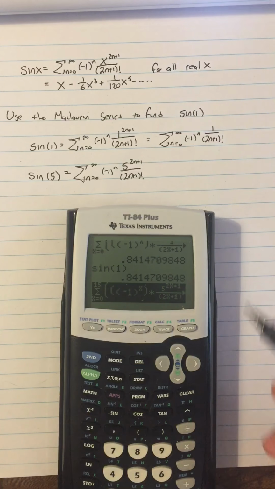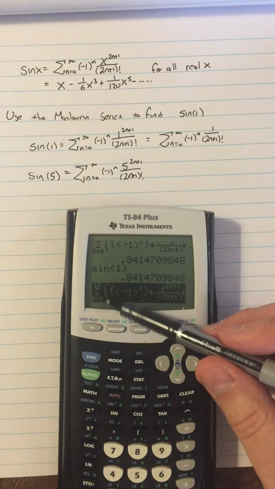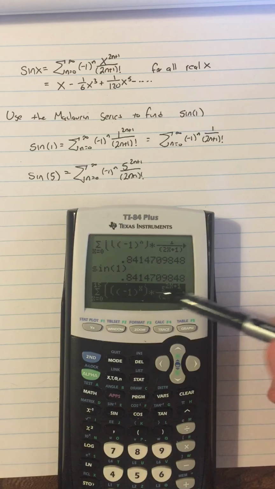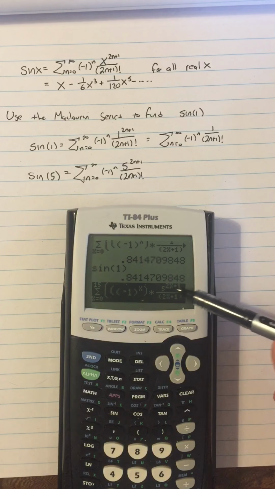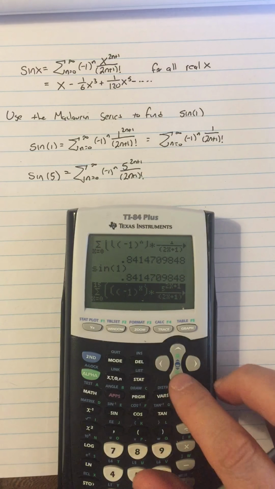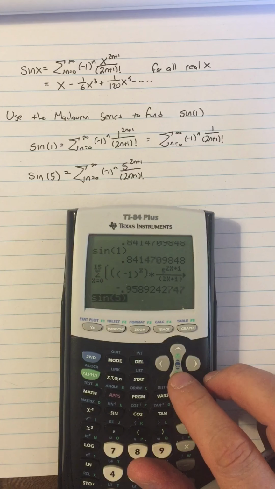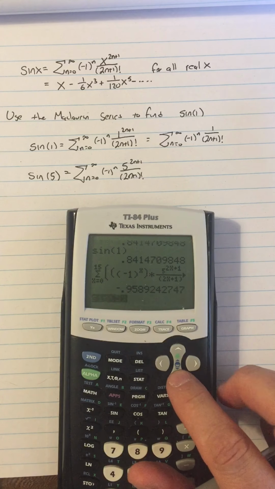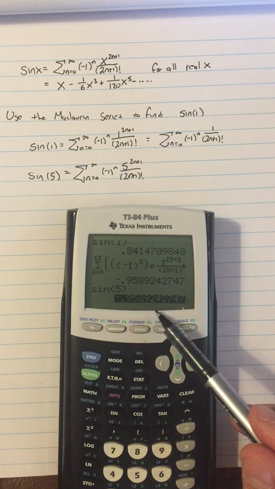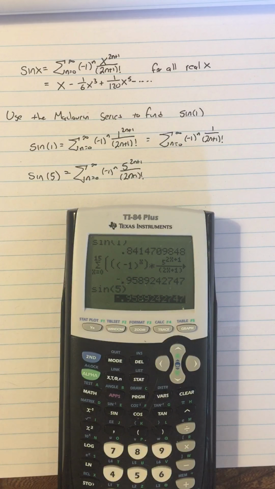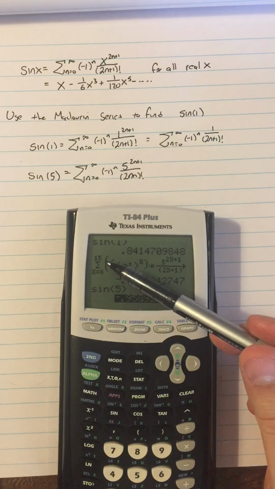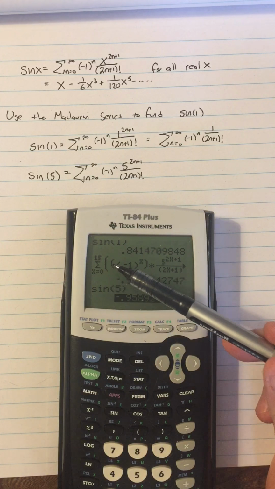I already did that, and here it is. The sum, I did 15 terms again, negative 1 to the n and my 5 to the 2x plus 1. This is how I know I'm doing sine of 5. When I did that sum, I got negative 0.95892424747. And when I actually did the sine of 5, how close is it going to be? Well, it is exact to within 10 decimal places again, and this is again with only 15 terms of the sum.